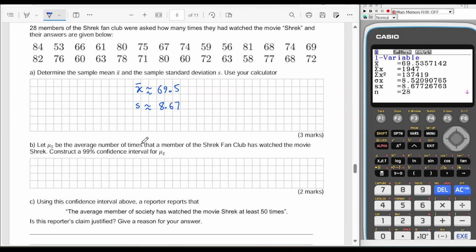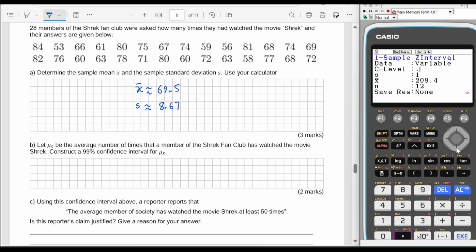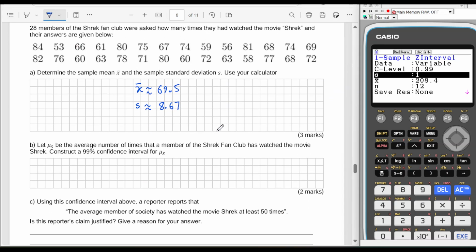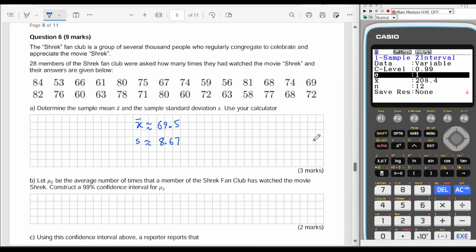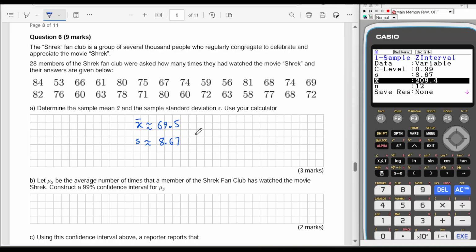Okay, so we got these. We want the 99% confidence interval. So you just exit out here, interval, Z, one sample, 0.99 for 99%. Standard deviation. All right, so let's see. We don't really have the standard deviation, but we can sort of use this sample again to approximate it. It's a little bit dodgy that we're doing that, but it's close enough. It's the best guess we've got. And then X bar would be this number, 69.5.